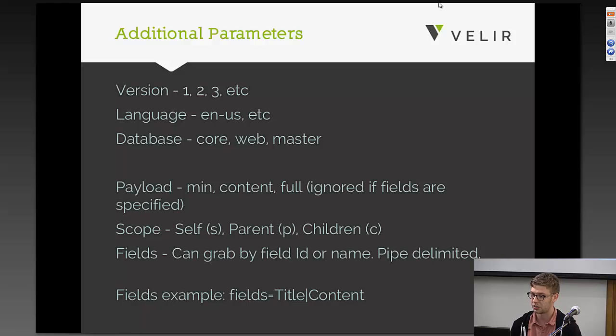You can get by version, language, and database, and I think some of the real power here is in the next section: payload, scope, and fields. That's where you can really narrow down what kind of data you're looking for out of your items. You don't want to be grabbing a giant, very complex item, or if you are, you can be sure not to slam the browser with too much data by specifying your payload. So you get minimum, which I believe returns the name and the ID. You can get content, which is just the fields on the item, and you can get full, which has standard fields in addition to the content fields.